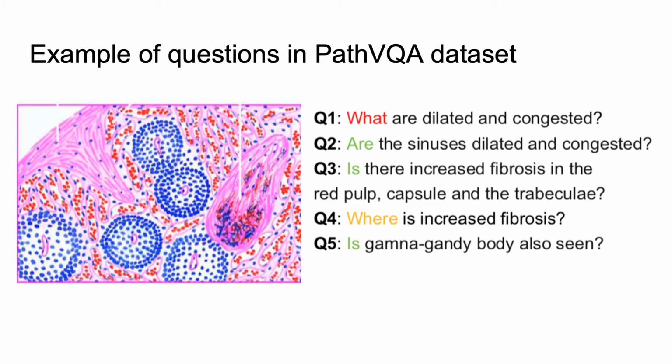Our dataset consists of more than 30,000 question-answer pairs generated from pathology images collected from 2 pathology textbooks and online digital libraries. As you can see, these questions are very similar to those questions seen in the ABP test.